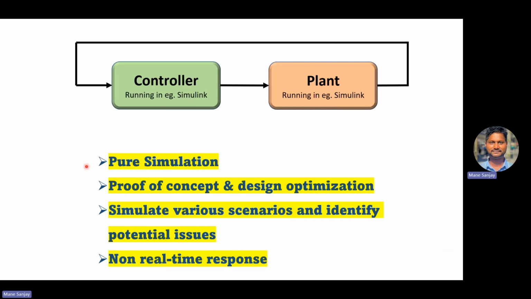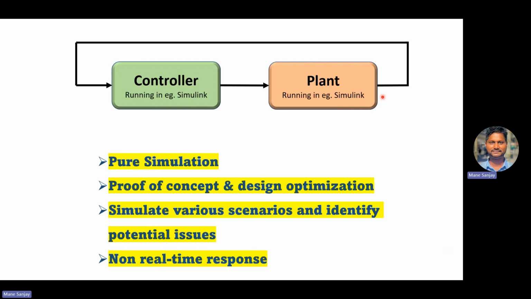So a few highlights. It is purely simulation. You need to simulate the entire controller as well as the plant. This is the proof of concept and design for optimization. It simulates various scenarios and identifies potential issues in your controller or in your algorithm. But again, a very important point is that this is not the real-time response. You cannot get the real-time response from the actual system, but the results from this type of testing are highly correlated.